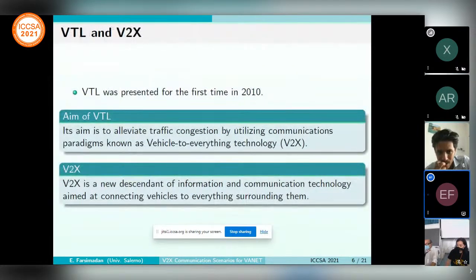VTL was presented for the first time in 2010. But what is the aim of VTL? Its aim is to alleviate traffic congestion by utilizing communications paradigms known as vehicle-to-everything technology, or V2X in short. But what is V2X? V2X is a new generation of information and communication technology aimed at connecting vehicles to everything surrounding them, such as other vehicles, infrastructures, pedestrians, and other things.